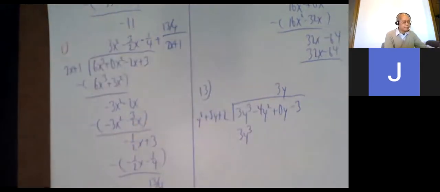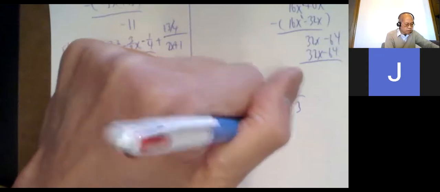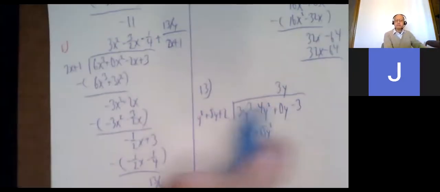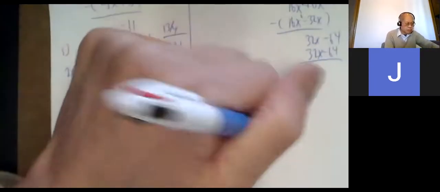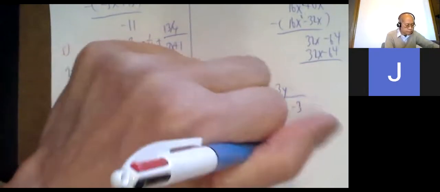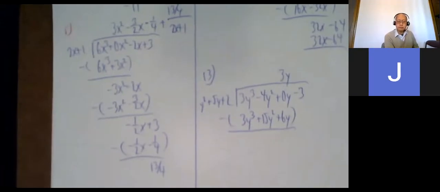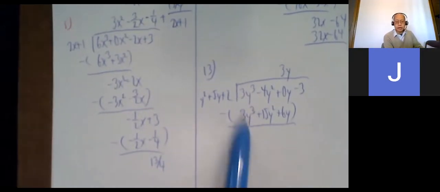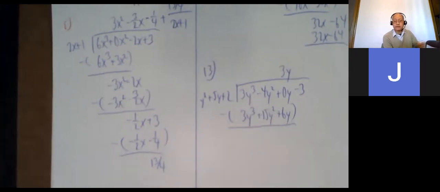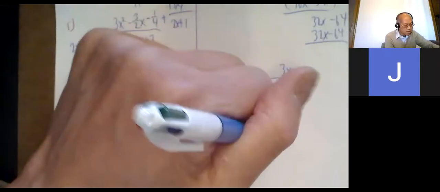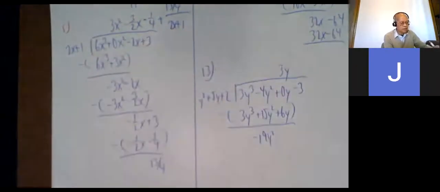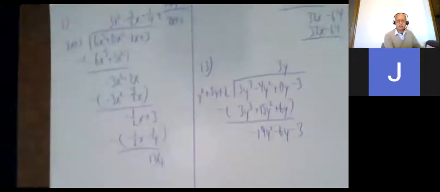3y cubed. 3y times 5y, 15y squared. 3y times 2, 6y. Subtract. Cancels out. This first thing's always going to cancel out if you do it the right way. Negative 4 minus 15 is a negative 19. 0 minus 6, minus 6y, minus 3.